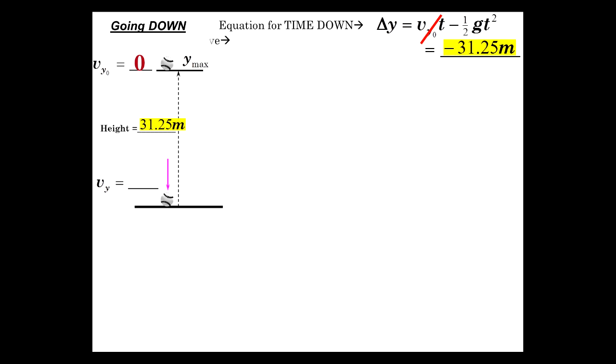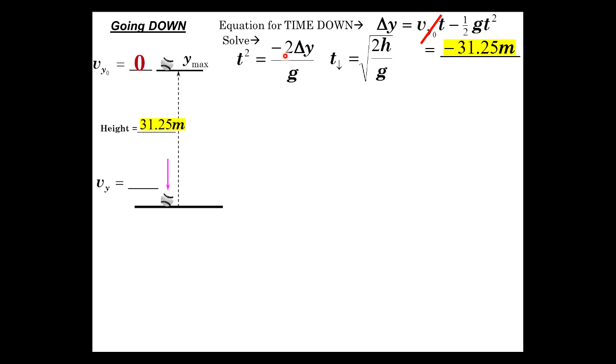Vy0 is 0. And so the whole thing is 31.25. Actually, minus 31.25. Why did I put minus? Final minus initial. So the initial is a bigger value and you're subtracting it. Now, solving this, we have delta y and we have 1/2 gt squared. So I'm just doing the algebra to solve for t squared. Minus 2 delta y over g. So the t we're talking about is the time down, and it's the square root of 2h over g.